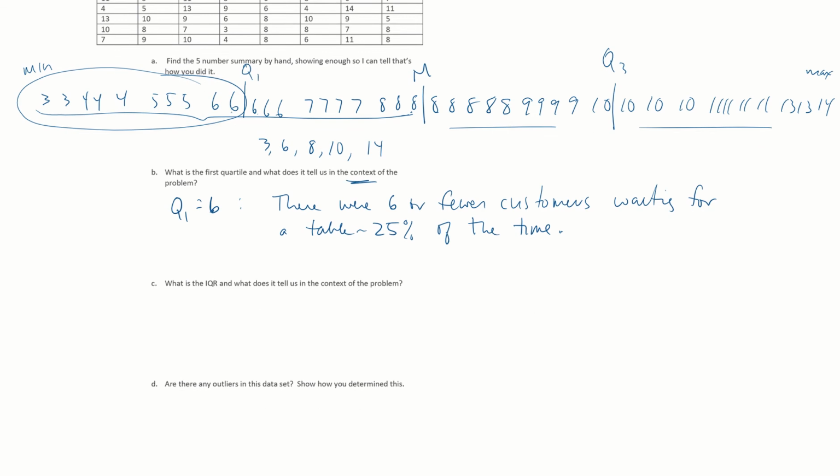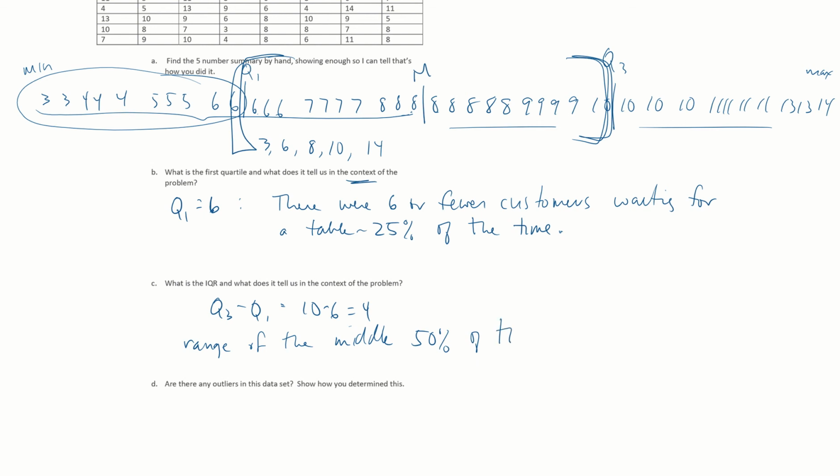What is the IQR? What does it say? IQR is Q3 minus Q1, which is 10 minus 6, which is 4. And so what does it tell us, context? That's the range, how far it is from here to here, right? How long is that distance? The range of the middle 50% of the numbers of customers waiting at 6 p.m.